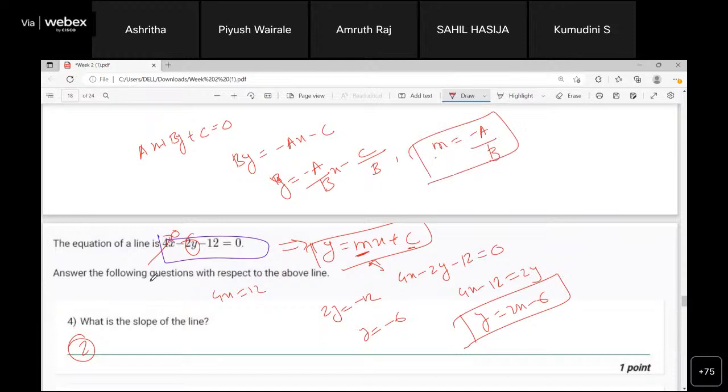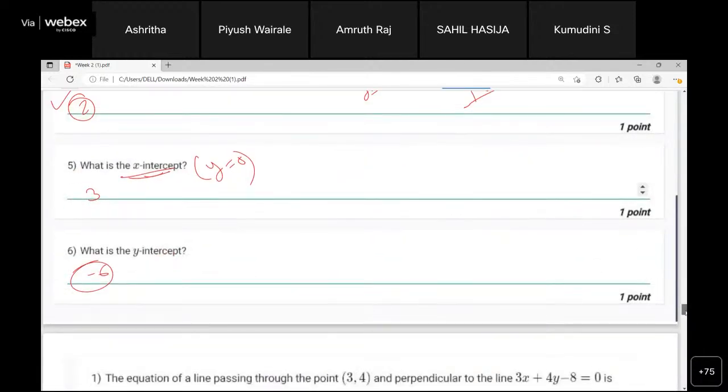Minus a by b means here a is 4, right? So minus 4, and b is minus 2 here, right? It will be 2 only. Or instead of remembering such a formula, just try to compare with the general equation y equals mx plus c. That's it. This is the slope, this is my y-intercept.